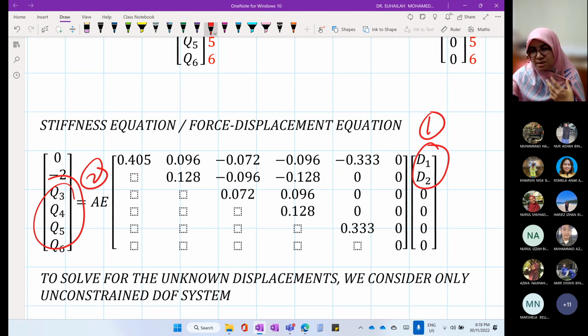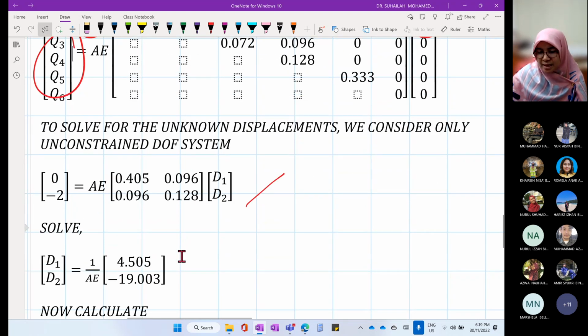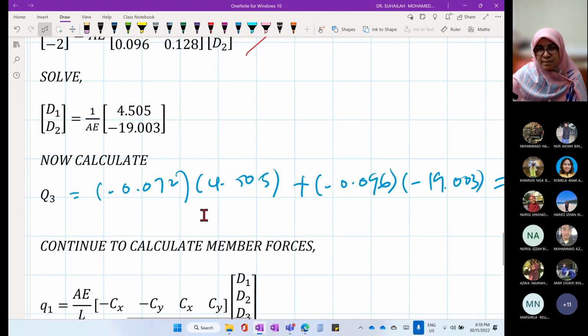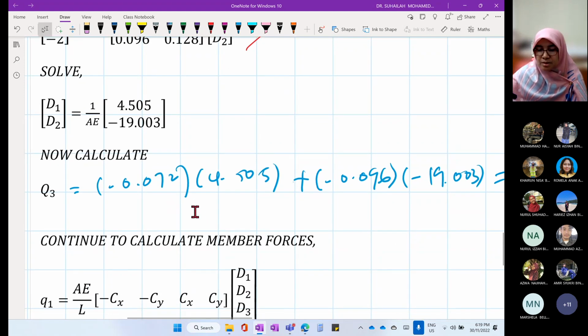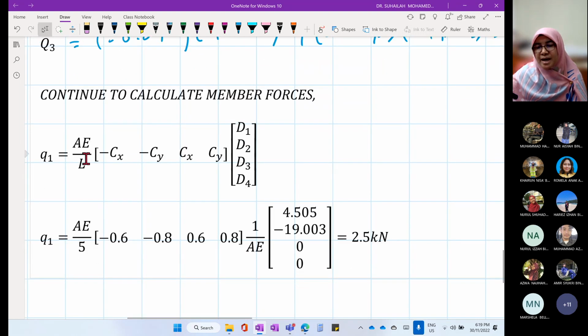How do we calculate the second output? Use the usual multiplication, matrix multiplication, line times row. So line times row, you get it like this. There are many videos from last semester that I made regarding this, so please watch. There is even a complete one. So you will get Q. This is just mathematical calculation. So this is Q, the unknown reaction, and after that we continue to calculate the member forces.